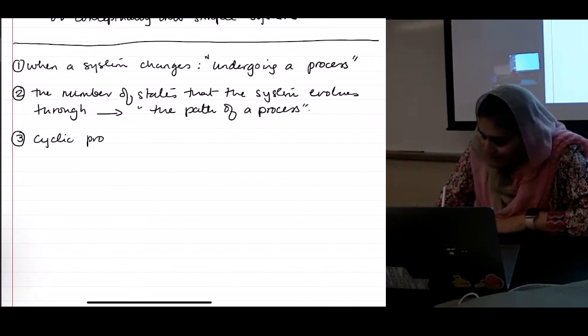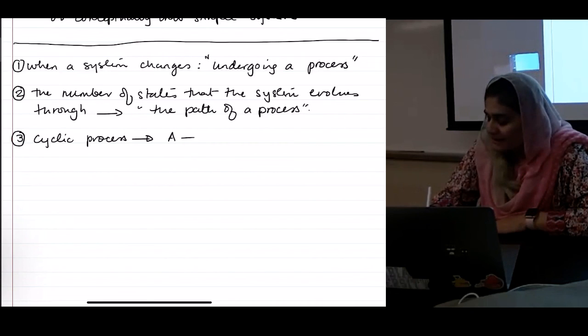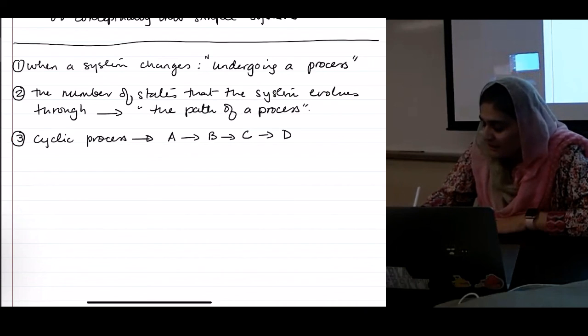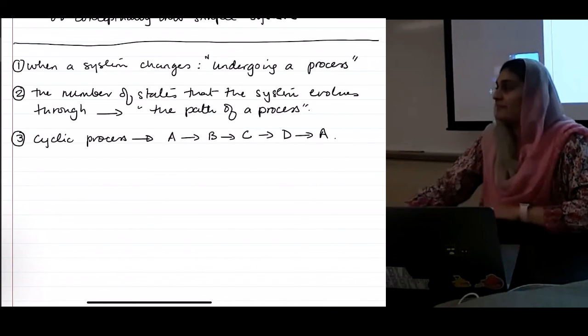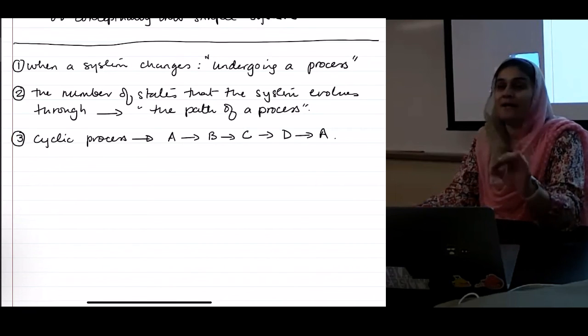Okay. Another thing, number three, cyclic process. If a system goes through state A to B to C to D back to A, that is a cyclic process. It has to return back to state A.